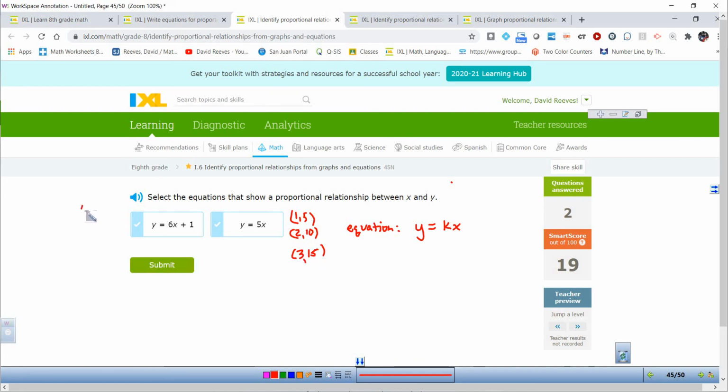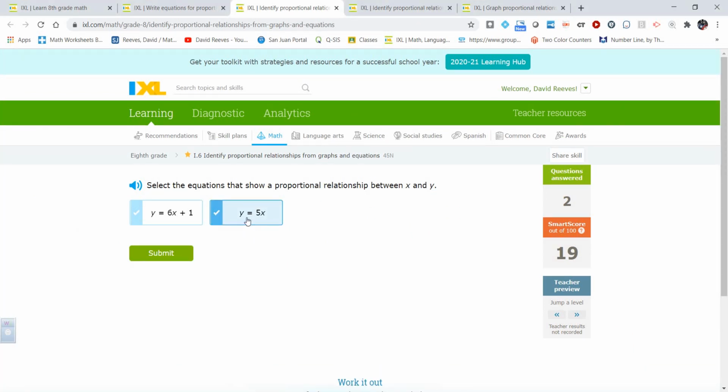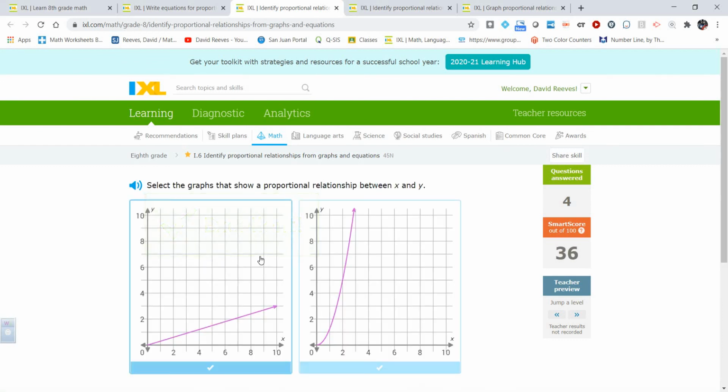But if I do this one right here, if I do 1, I get 7, right? If I do 2, 2 times 6 is 12, plus 1 is 13. If I do 3, I get what? 19? And if I do 7 divided by 1 and 13 divided by 2, and I do 19 divided by 3, then the answer is going to be no. They are not the same. So a proportional relationship from an equation must be y equals kx and nothing added or subtracted afterwards. So these two are going to be yes, right? Because there is nothing added or subtracted.